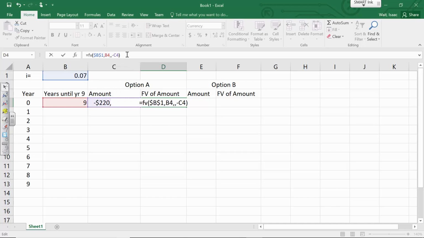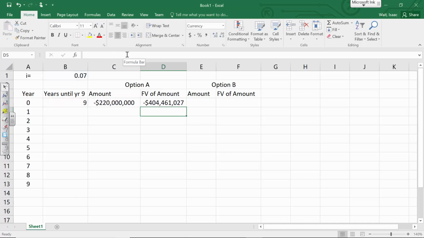Okay, now before I press enter, let's think logically. If we move $220 million 9 years into the future, as it compounds, is the amount going to be bigger than 220 million or smaller than 220 million? It's going to be bigger. Compounding increases amount into the future, whereas discounting reduces the amounts into the future. So always be thinking like reasonability. Is what Excel doing reasonable? So when I press enter and it says 404 million, yeah, I was expecting it to be more than 220 million.